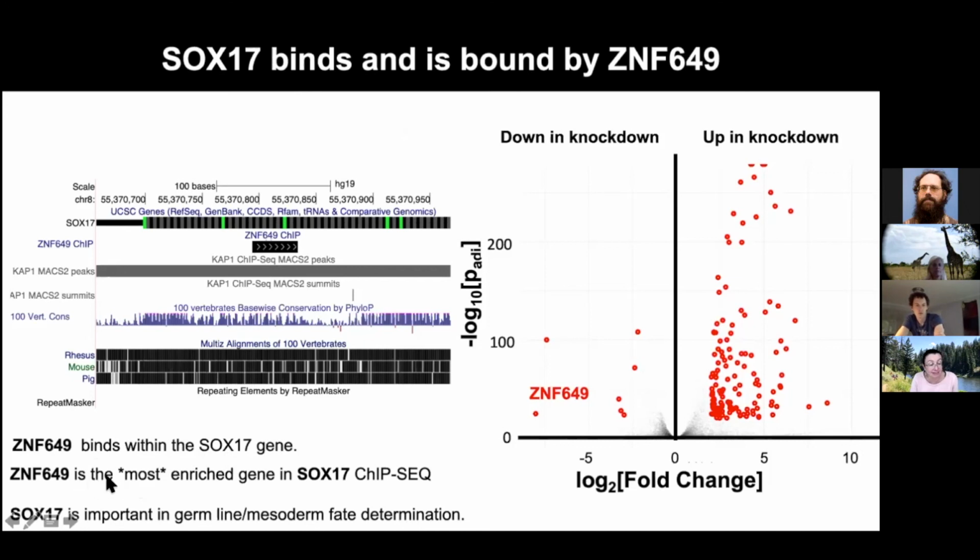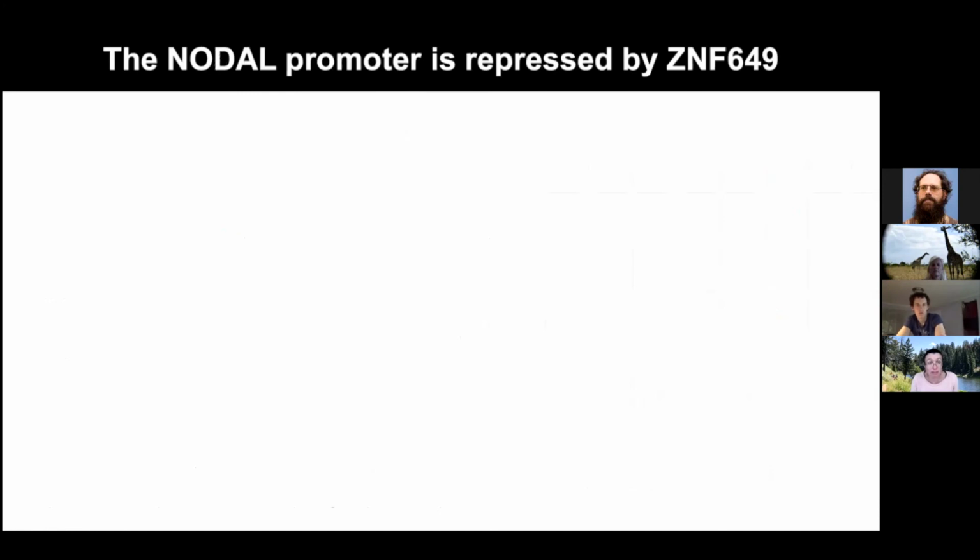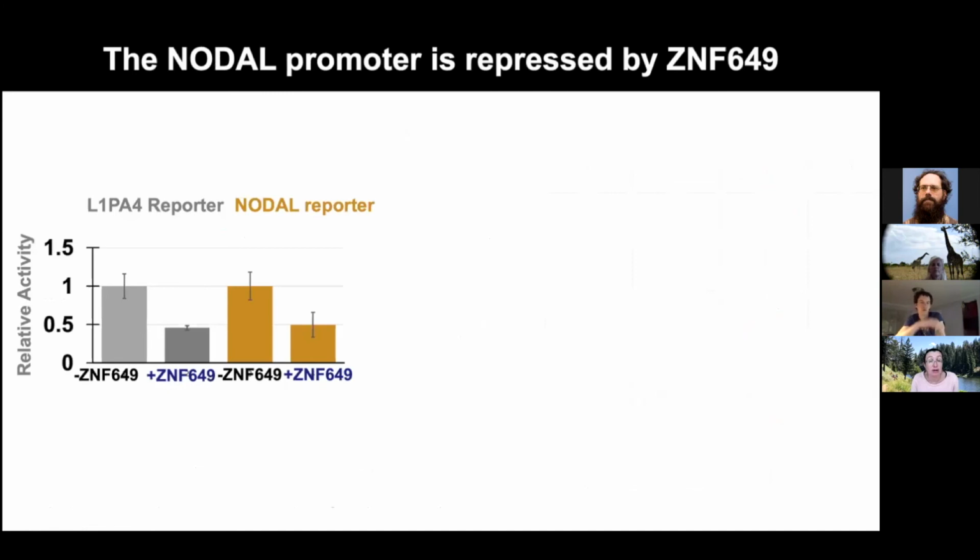And interestingly, ZNF649 is the most enriched gene in SOX17 ChIP-seq data, suggesting that there might be some regulatory relationship between these two genes. Another master regulator of development, the NODAL gene, also has a ZNF649 ChIP-seq signal. And when we made a NODAL reporter, we see that in fact ZNF649 is able to repress its expression.